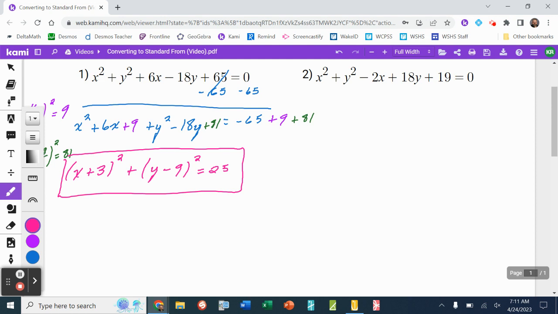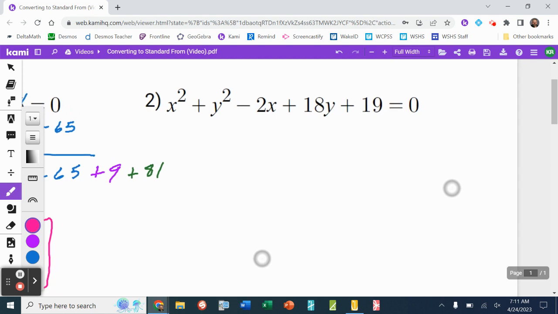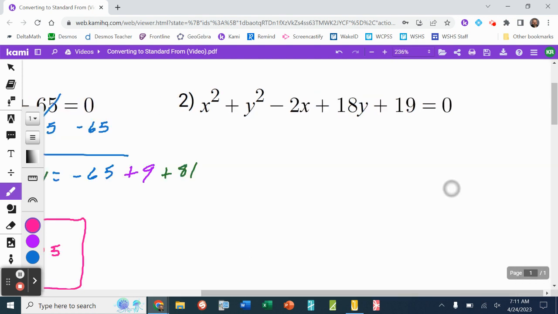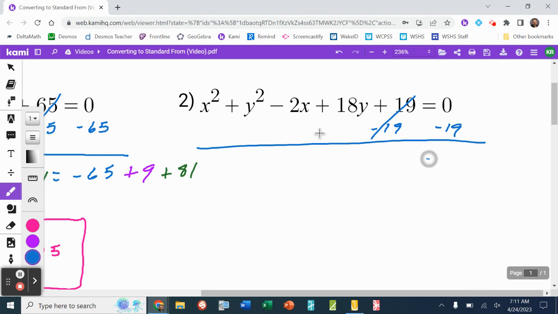Let's take a look at another example. Let's take a look at number 2 here. So we have x squared plus y squared minus 2x plus 18y plus 19. So again, the first thing I'm going to do is I am going to move the constant to the right-hand side. On the left, those will cancel out. And I'll be left with -19 on the right.